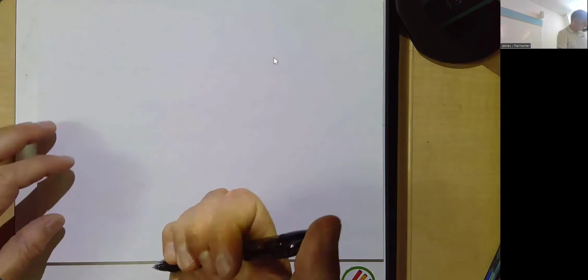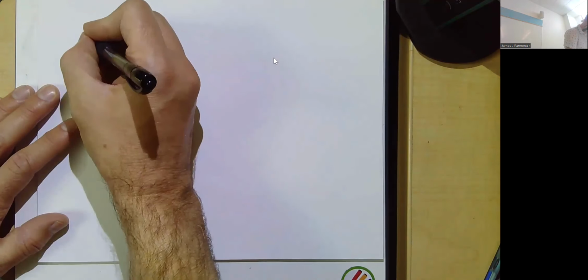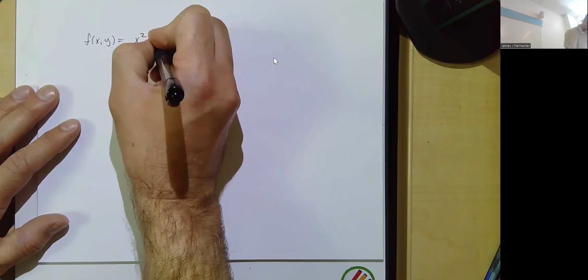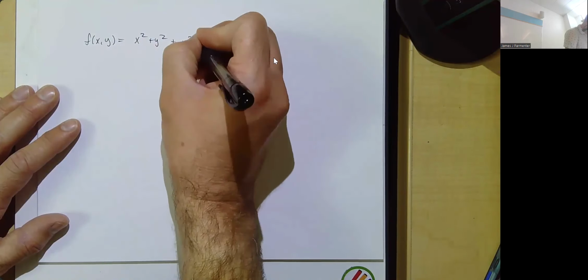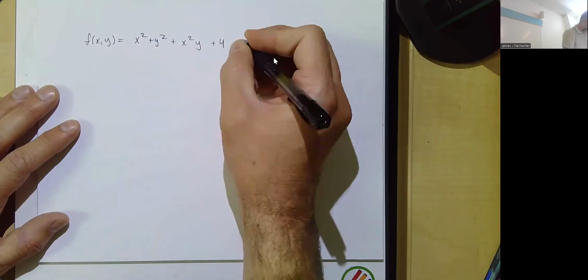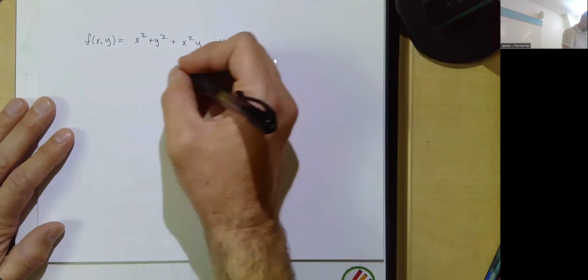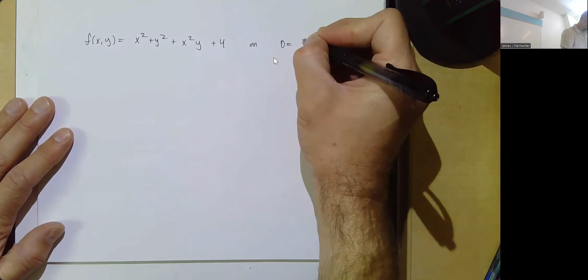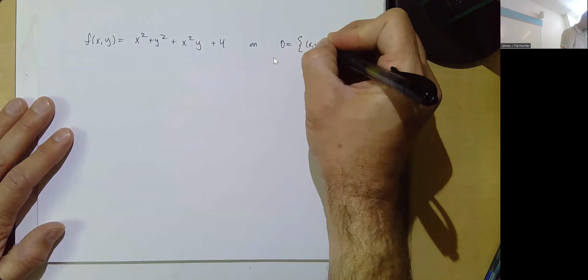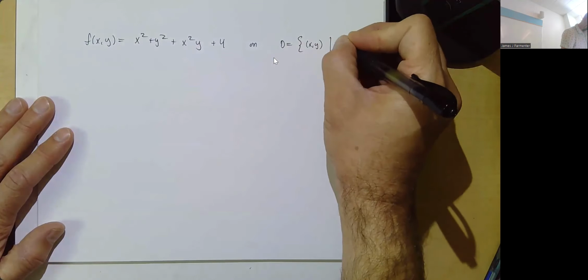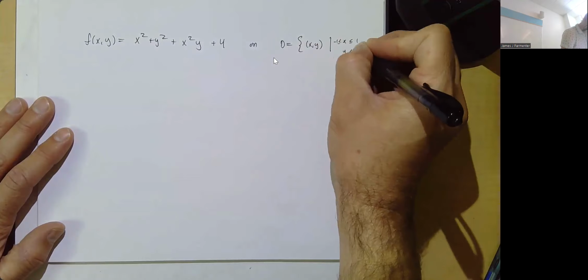No, okay. Yeah, fine. We can do this example. So let's say we've got this function f equal to x squared plus y squared plus x squared times y plus 4. And it's on the 2 by 2 square, typically written as D equal to (x, y) such that x is between -1 and 1, y is between -1 and 1.